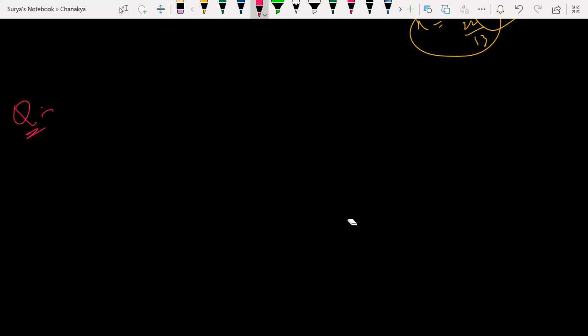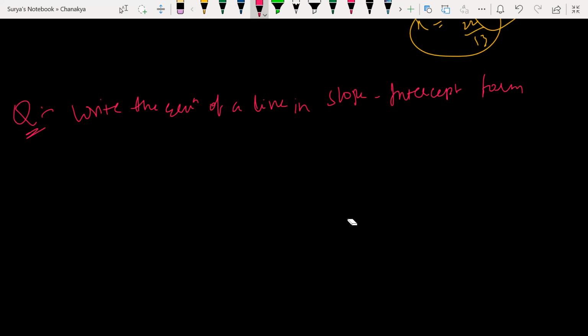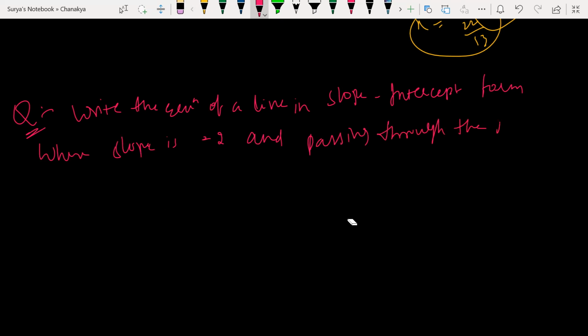Look at this. Write the equation of a line in slope intercept form where the slope is -2 and it passes through the point (0, 9). So we have to substitute the slope -2 and the point.